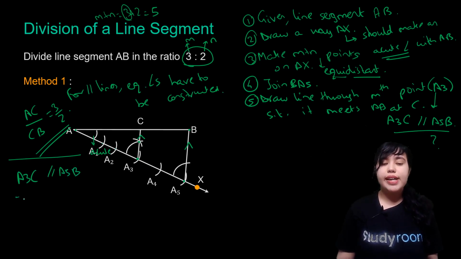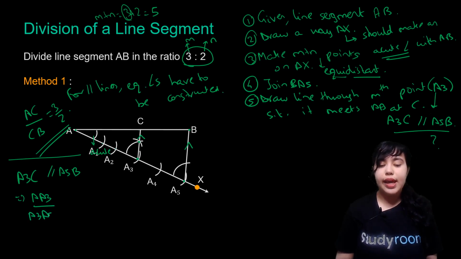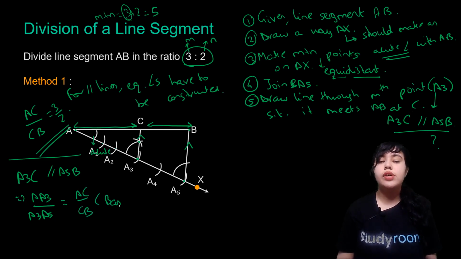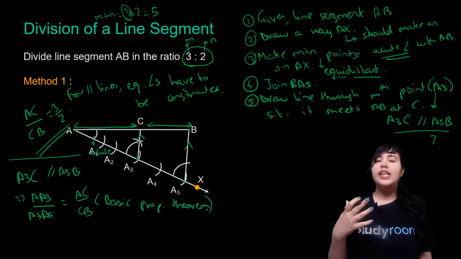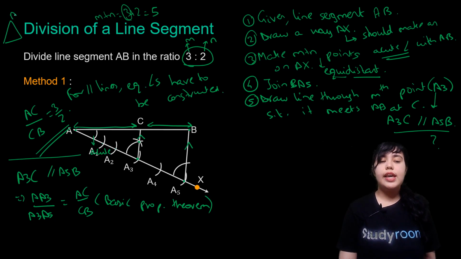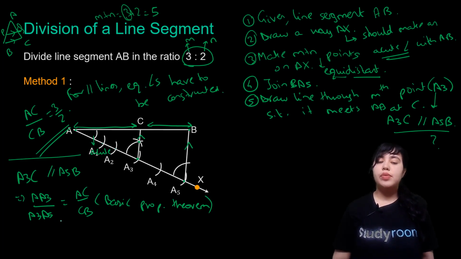Okay, so now I can say that A A3 upon A3 A5, this distance upon this distance, is equal to this AC upon CB. I'm saying this because of the basic proportionality theorem. This is a property of triangles: if I am given a triangle ABC, and I draw a line segment parallel to the base of this triangle, let's say PQ, then AP upon PB is equal to AQ upon QC. So making use of that property, we can write this.